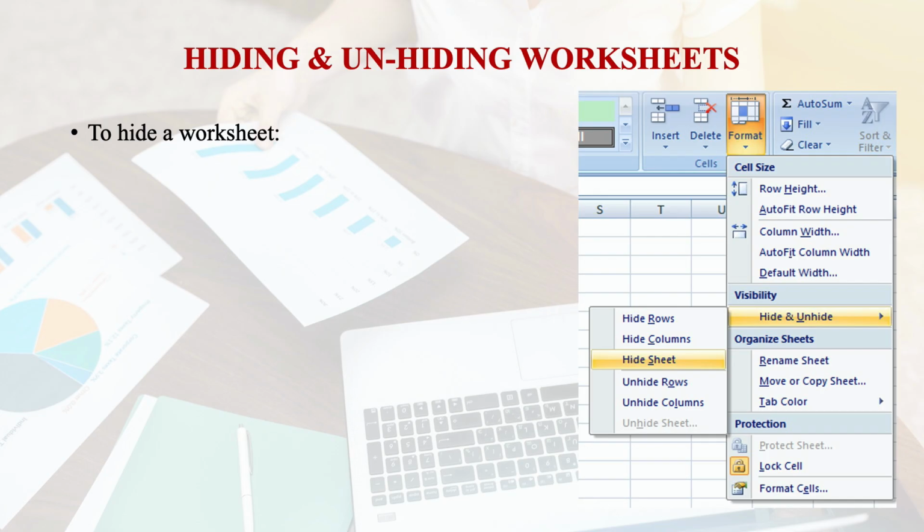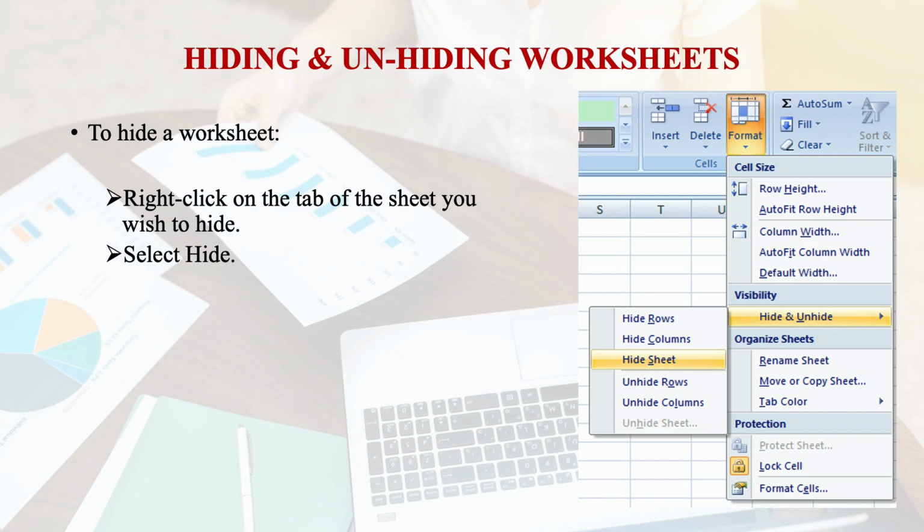Now, one important topic is hiding and unhiding of worksheets. There are two ways you can hide a worksheet. First, you select a worksheet and right click, and you can select the option Hide, and the moment you select the Hide option, the worksheet will be hidden.